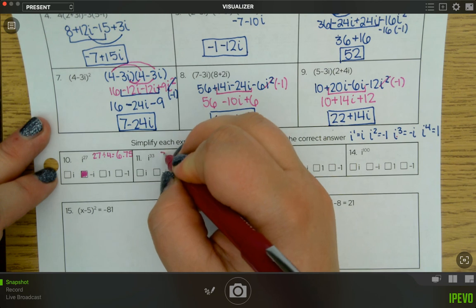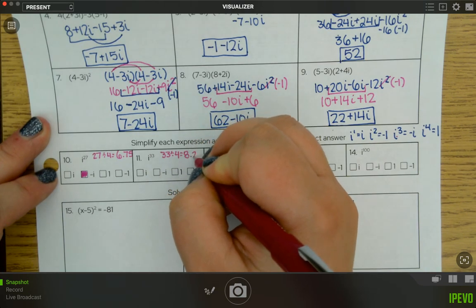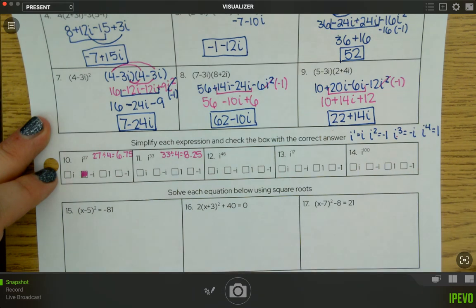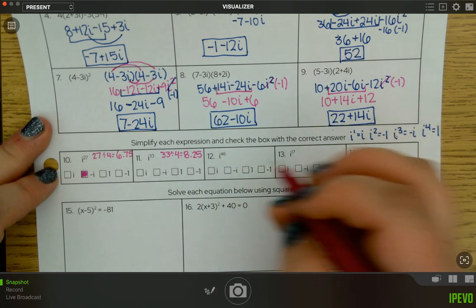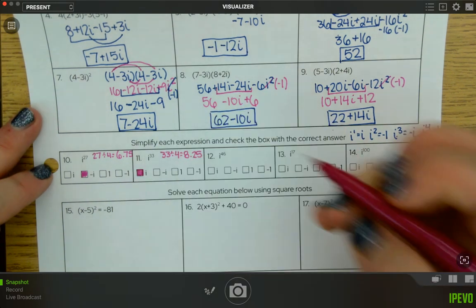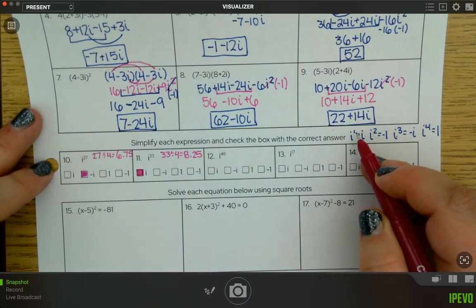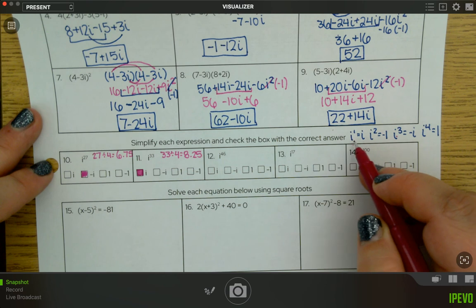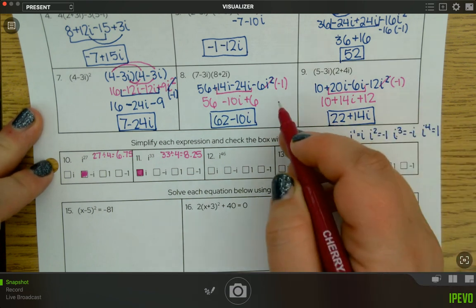33 divided by 4 is 8.25. That goes in 8 times with a remainder of 1 out of 4. So it's the same thing as i to the first, which is just i. Okay? These two, by the way, aren't too difficult to remember because i to the first is just i. i is i. i squared is negative 1. You should already know that from problems like these.